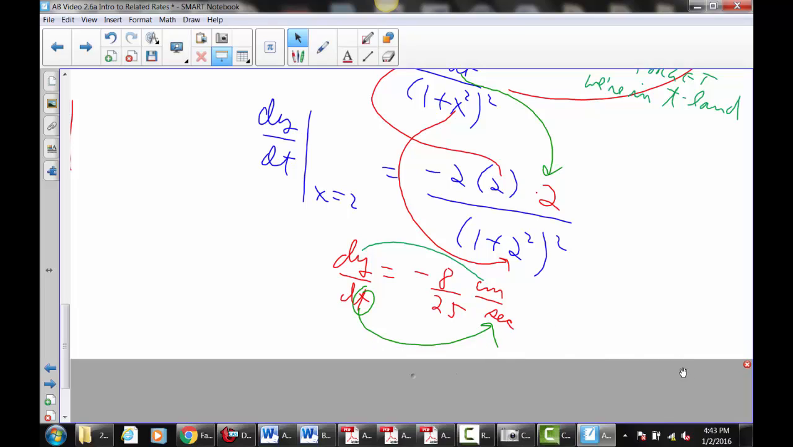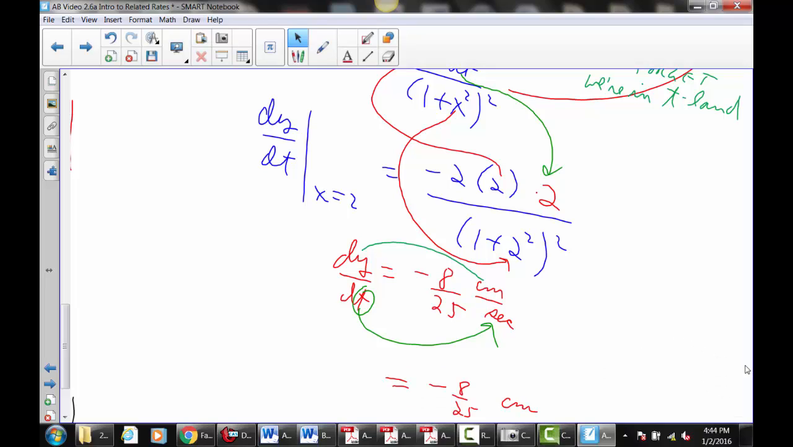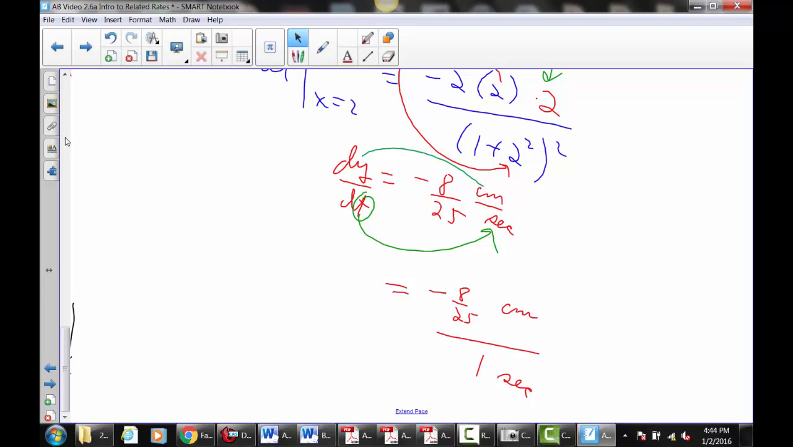And I end up with negative 8/25, which means the y's are decreasing, so as it moves from left to right, although it's moving to the right at 2 centimeters per second, it's moving down at negative 8/25 centimeters per second. You could look at this as 8 centimeters per 25 seconds, or 8/25 of a centimeter per second. But you will need to include units of measure, because you've been given units of measure.